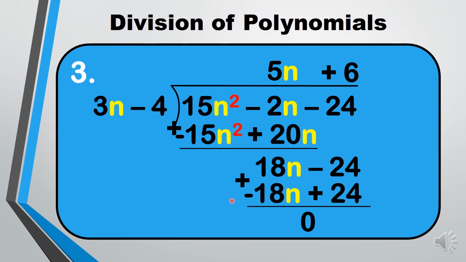Balik tayong muli sa ating example. 15n squared minus 2n minus 24 divided by 3n minus 4, ang ating final answer na nakuha ay 5n plus 6. Hindi ba madali lang naman ang ating topic ngayong linggo? Ang kailangan nyo lang gawin ay sumunod sa mga rules o mga laws para hindi kayo maligaw sa pagsusolve.